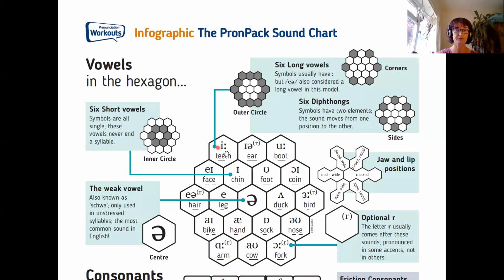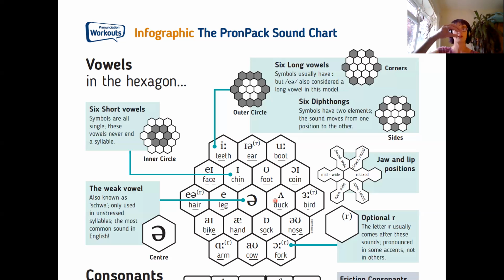Okay. So this one is E. This is I, I, I. It's really short. These two are quite similar, but this one is long. Ooh. This one is a short sound. This is a harder one to find, right?